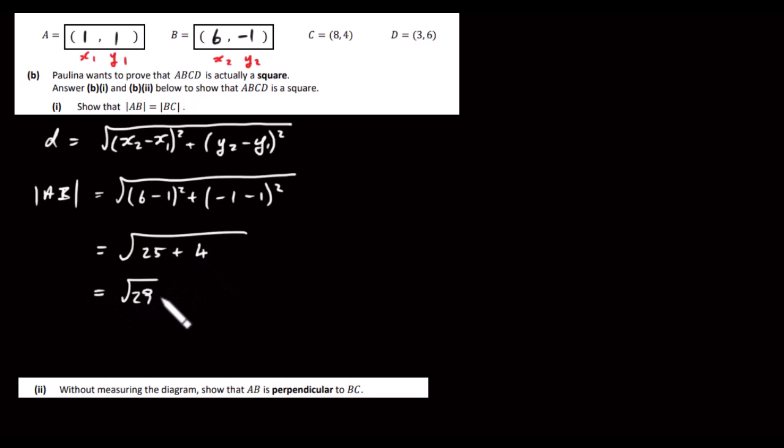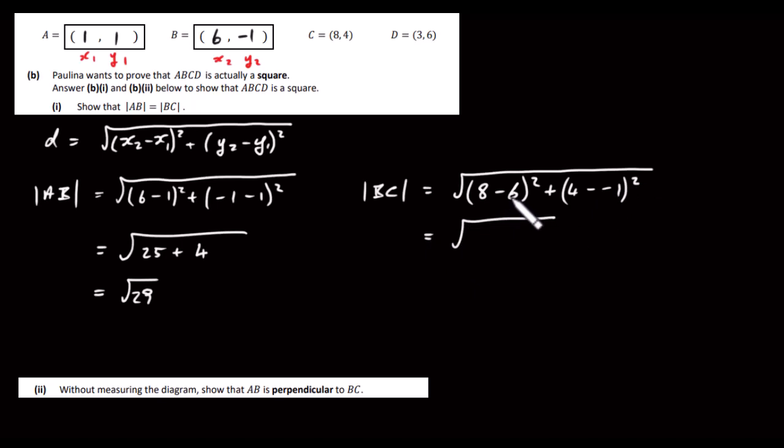So it's going to be the square root of (x2, which is 6, minus x1, which is 1) squared, plus (-1 minus 1) squared. That gives me 6 minus 1 is 5, and 5 squared, 25. Minus 1 minus 1 is minus 2. When you square minus 2, you get plus 4. So we get the square root of 29.